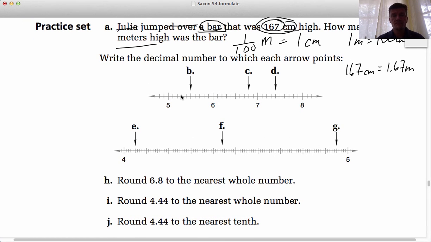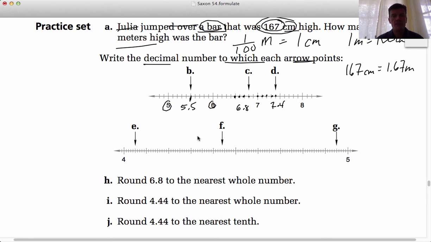Write the decimal number to which each arrow points. So this here, you're in between 5 and 6. There are 10 marks. So that is right in the middle. That is 5.5. Here between 6 and 7, here's 6.5, 6.6, 6.7, 6.8. We're at 6.8. And here, 7, 7.1, 7.2, 7.3, 7.4.